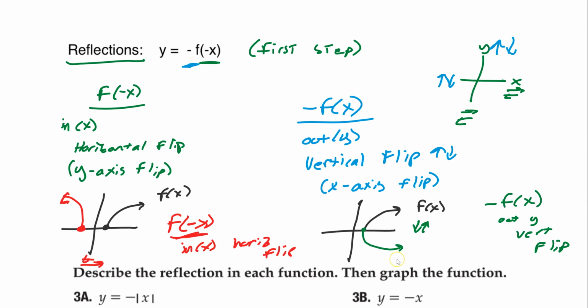Again, I was trying to match it. Not the best, but that's the idea. So you flip it up and down. So if you see a negative on the outside, you flip it up and down. You see a negative on the inside, you flip it left and right. So that's called a reflection.